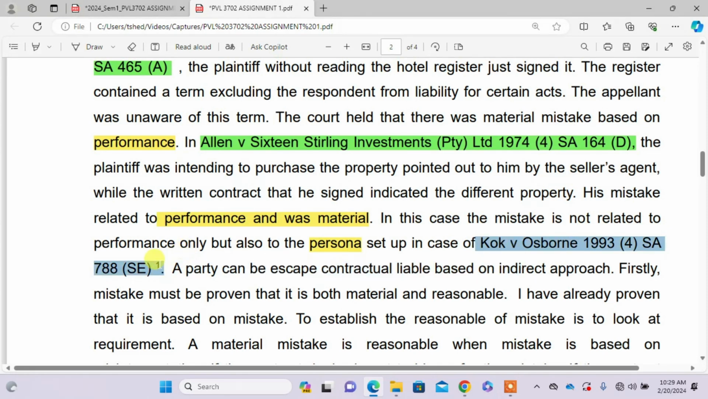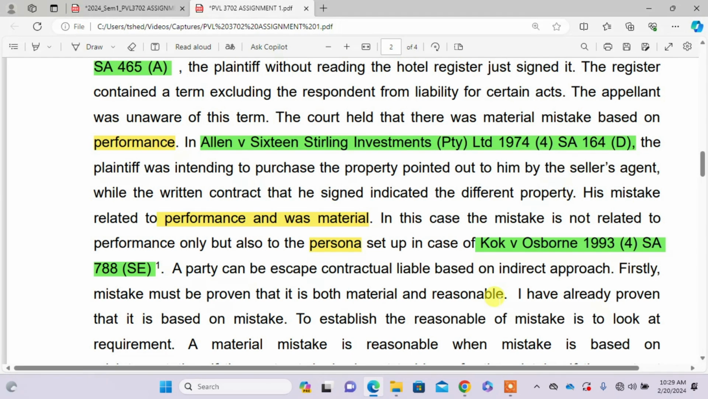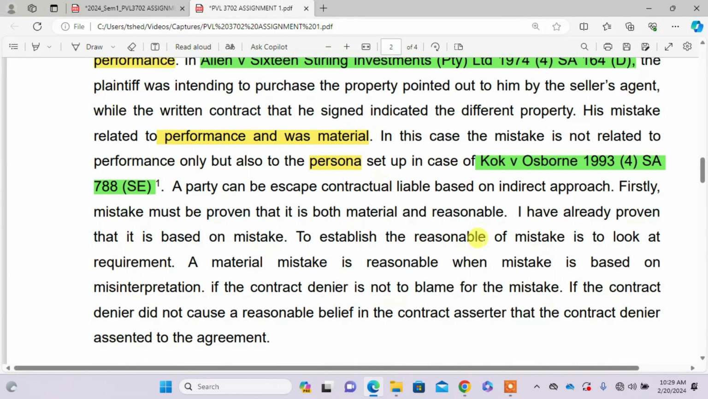And I think that the way I indicated here, you will be able to go and search for these cases. Kock versus Osborne 1993. That's when the persona was set up. Go and look for more information.